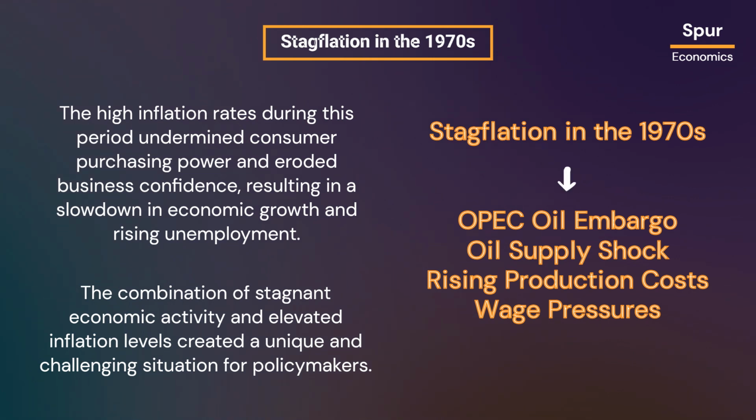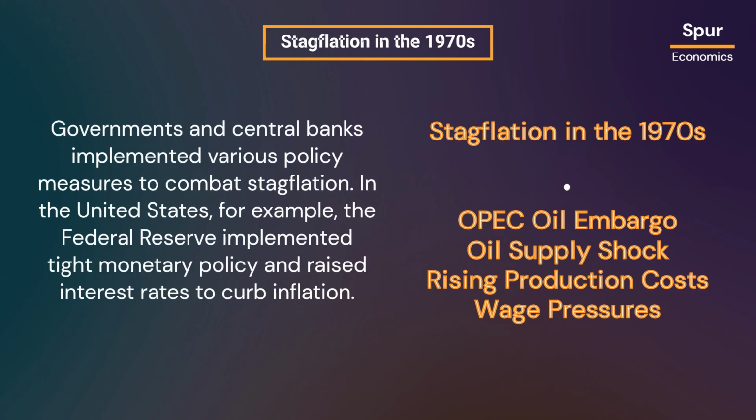The combination of stagnant economic activity and elevated inflation levels created a unique and challenging situation for policymakers. Governments and central banks implemented various policy measures to combat stagflation. In the United States, for example, the Federal Reserve implemented tight monetary policy and raised interest rates to curb inflation.